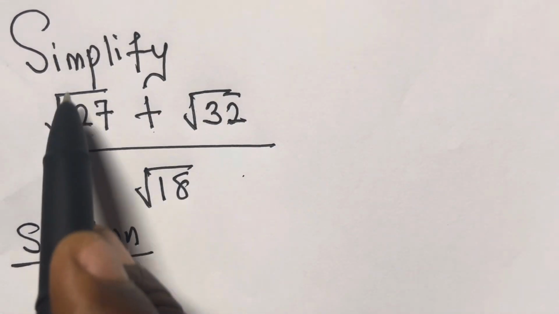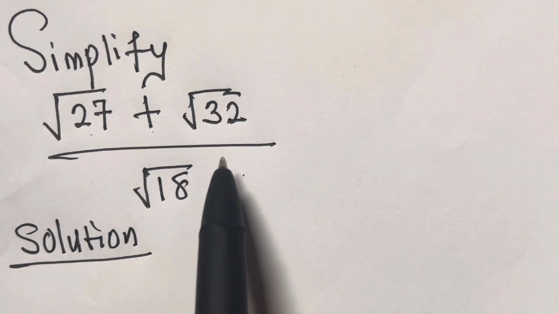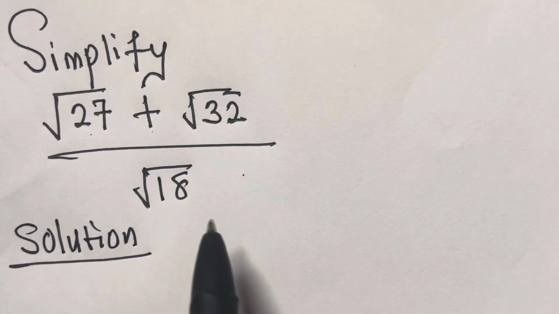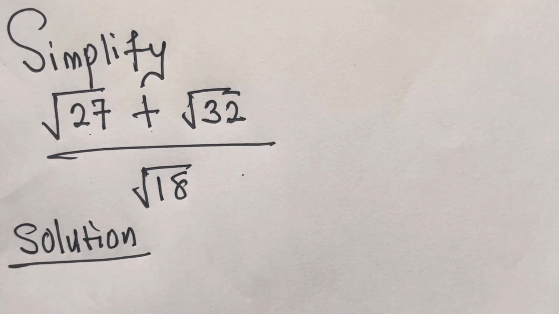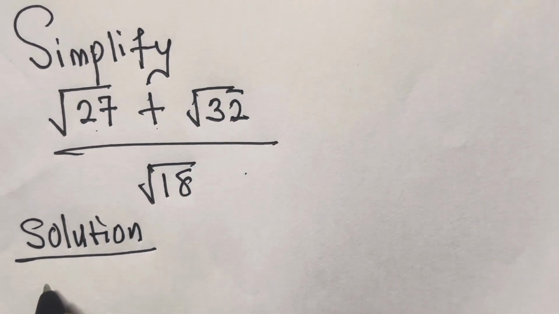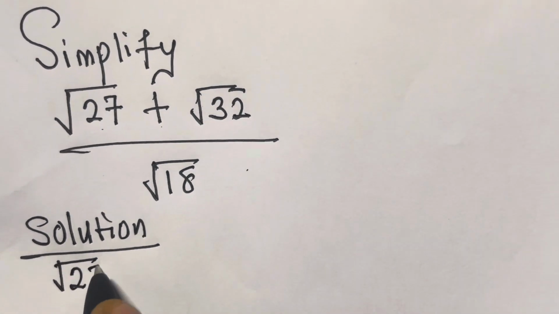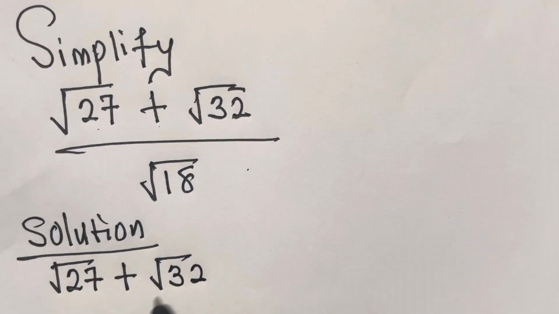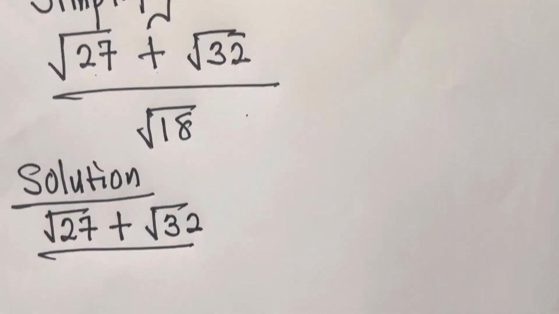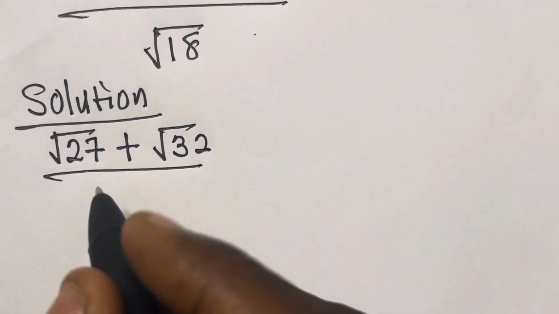We have to express the following numbers as the product of two numbers in which one will have square root and the other will not have. Let's see. We have square root of 27 plus square root of 32 divided by square root of 18.